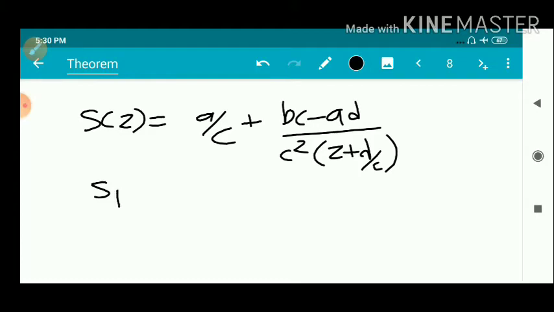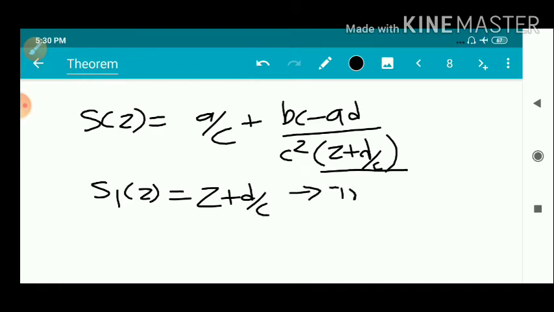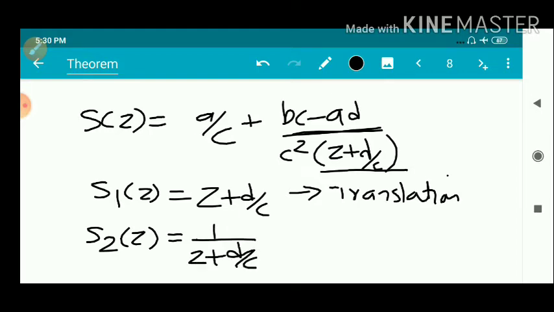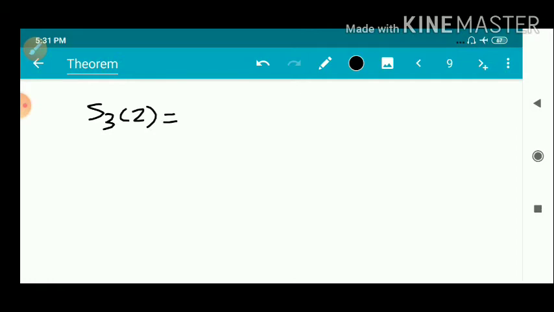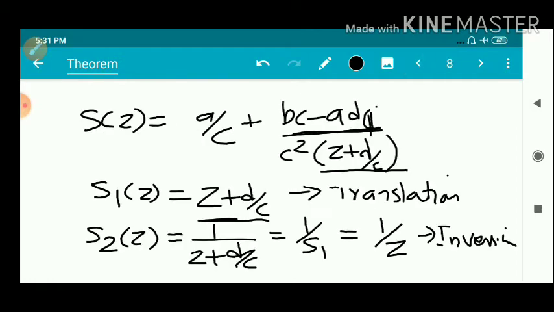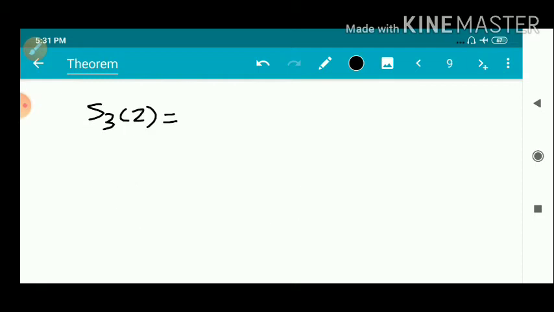Now take S1 of Z equal to this portion Z plus D by C, which is a translation. And second one, S2 of Z equal to 1 by (Z plus D by C). Also we take this as 1 by (Z plus D by C), that's equal to 1 by S1, and we have S1 is a function of Z, so we can take it as 1 by Z, which is inversion. Next we take S3 of Z equal to this portion (BC minus AD) by C square into (Z plus D by C).